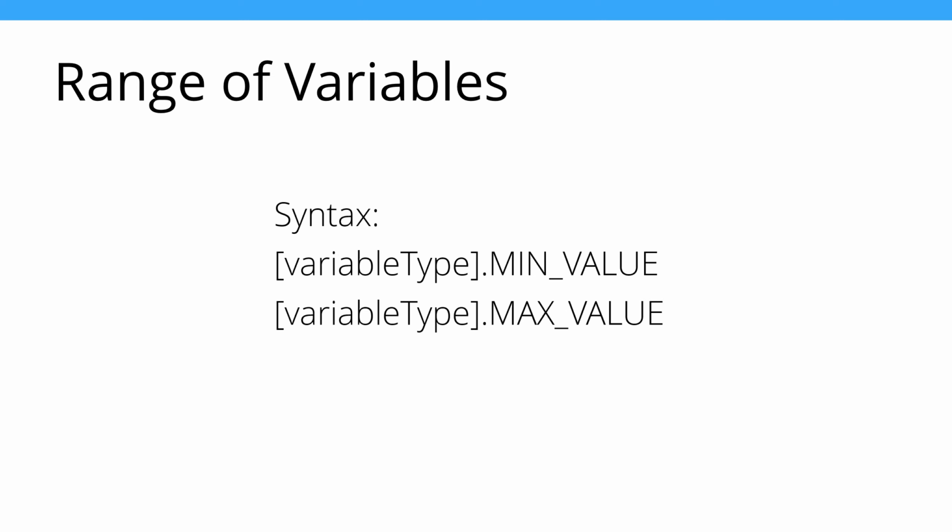And I'm going to go ahead and let you look it up. You should be able to use this syntax to print out the min and max value for the integer types and the double types.